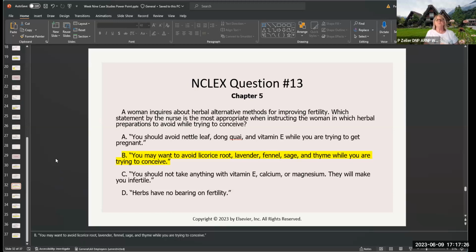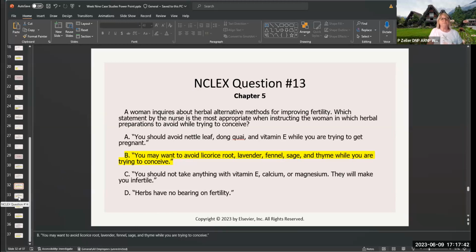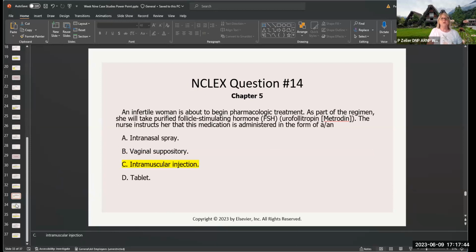Licorice root, lavender, fennel, sage, and thyme. I don't know why. I suppose if you're taking in a lot of those herbs, it might prevent fertility. It's just in your book.